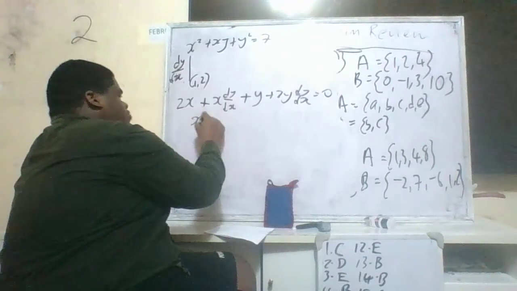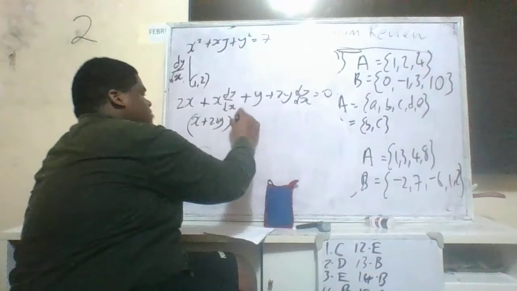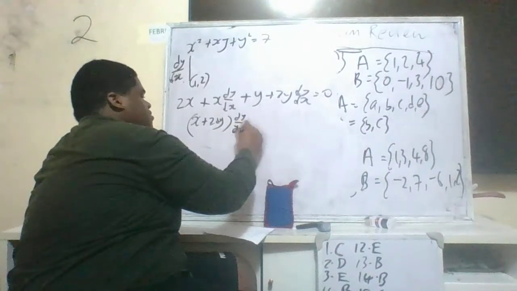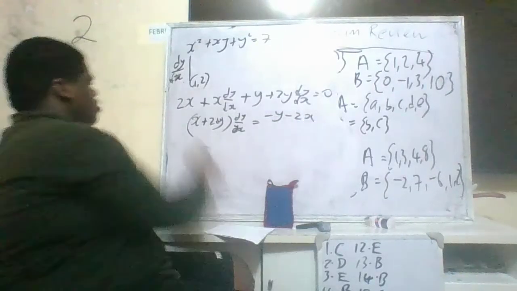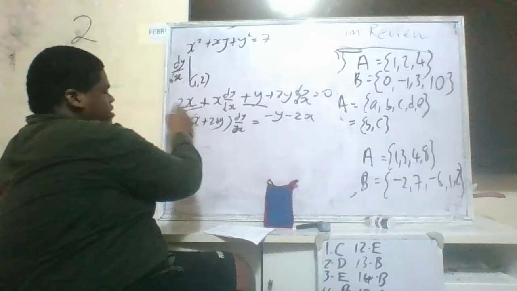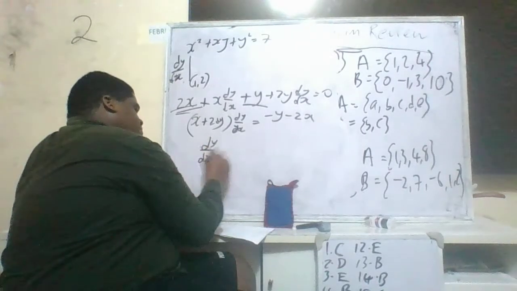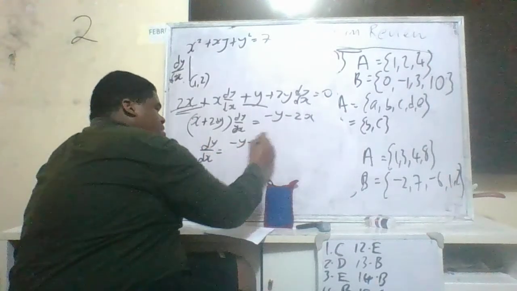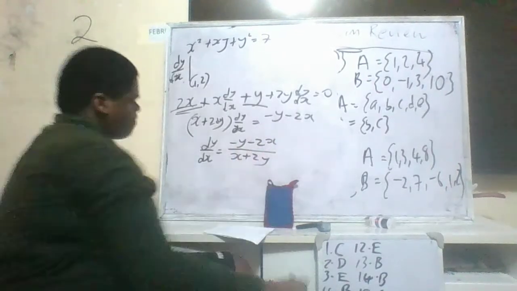So now you have (x + 2y) times dy/dx is equal to negative y minus 2x. We move that to the left-hand side. So now you have dy/dx is going to equal negative y minus 2x divided by x plus 2y.